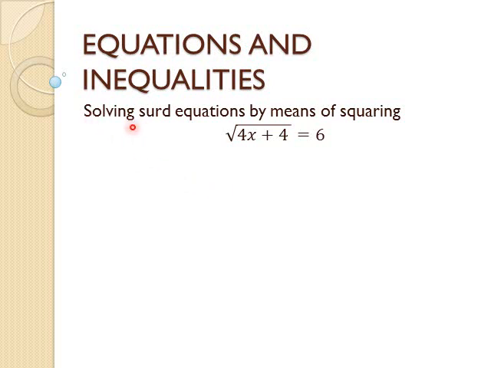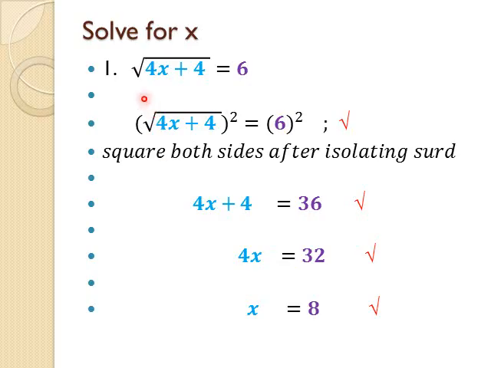Right, now in this lesson we'll be solving surd equations by means of squaring. So surd equation: square root of 4x plus 4 equals 6. If you start with a simple variation, the surd is already isolated, meaning it's alone on one side of the equal sign, the left hand side, and 6. So therefore I square both sides.